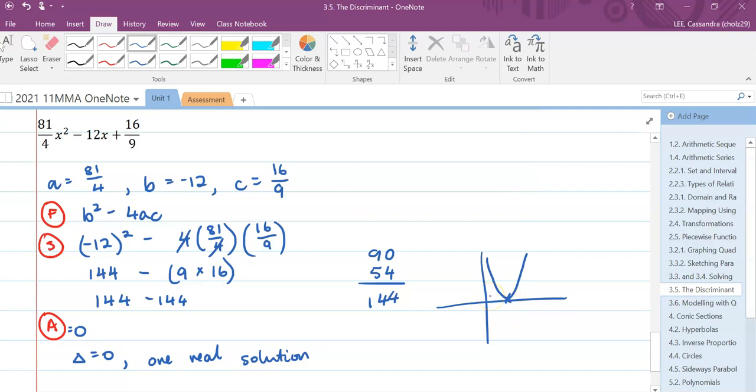All right, guys, so that's how we use the discriminant to determine if there are going to be real roots for a quadratic equation, and also to see how many roots there are going to be.